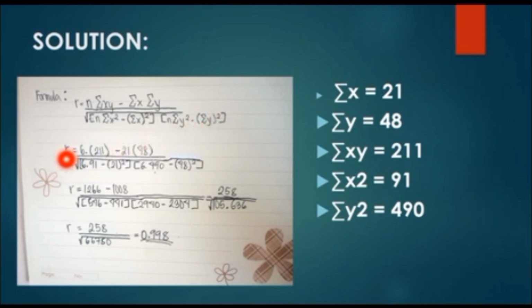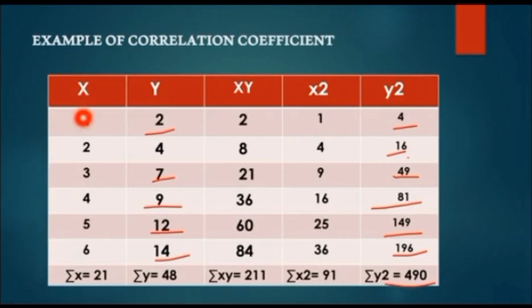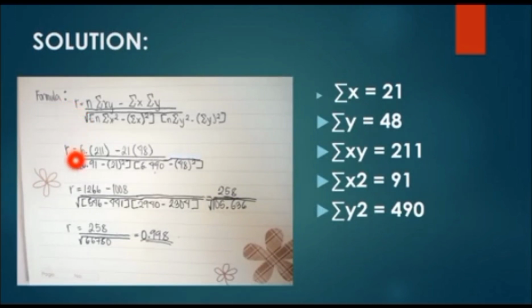Now for r. n is the number of values. We have 6 values of x: 1, 2, 3, 4, 5, 6. So n is 6. Then 6 times the sum of xy, which is 211, minus the sum of x, which is 21, times the sum of y, which is 48.